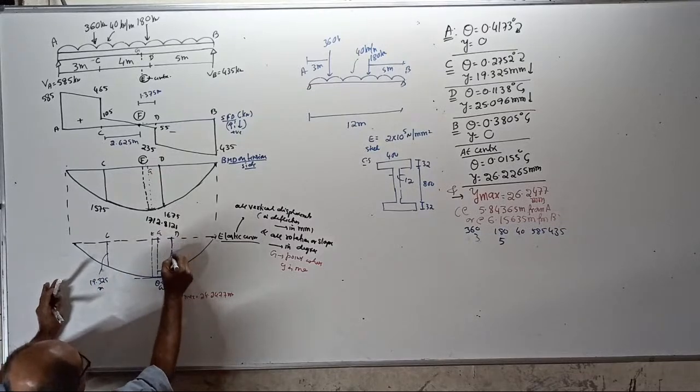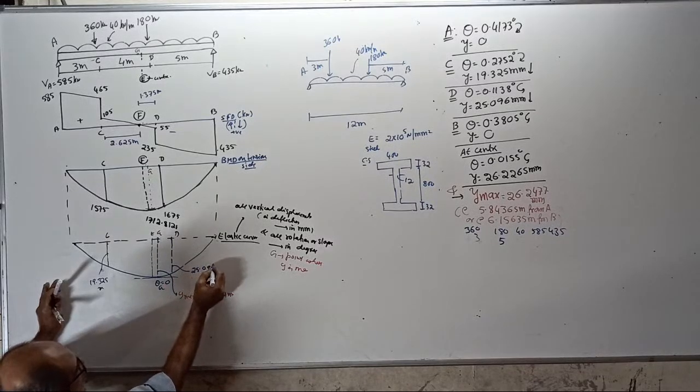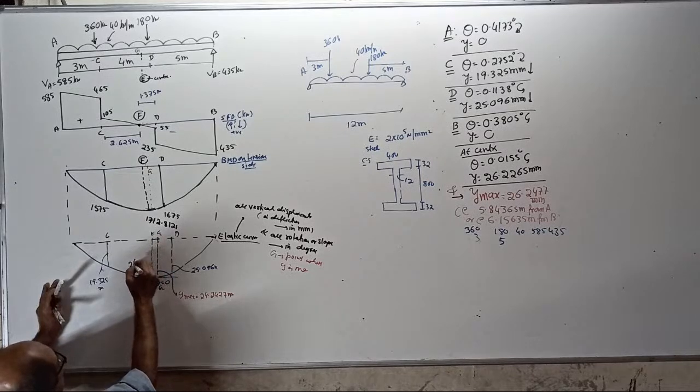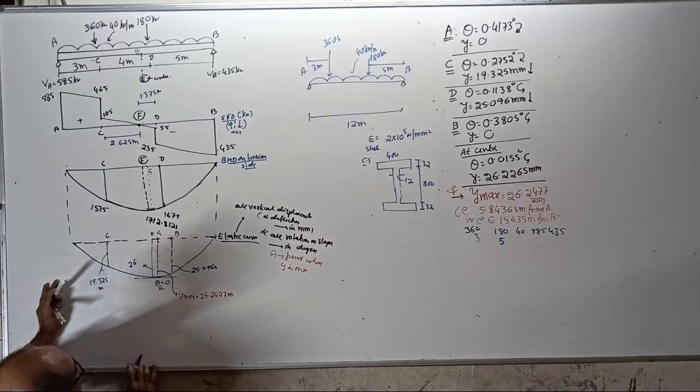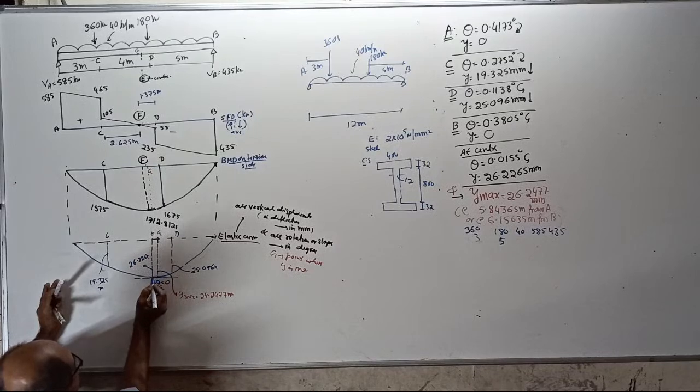Deflection at D is a little more. See there, deflection at D is 25.096 millimeter. And deflection at E, the center, is 26 point 2265. See, 2265. Almost the same, slightly lesser.